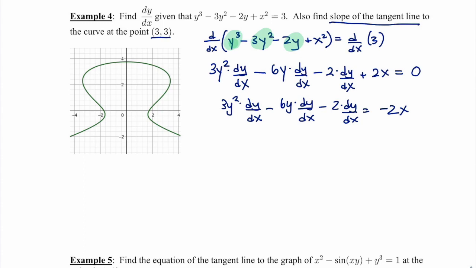And once I've done that, then I can factor out dy dx. So I will have 3y squared minus 6y minus 2 multiplied with dy dx. And on the other side, I still have my negative 2x. Then I want to get dy dx by itself, so I will divide by 3y squared minus 6y minus 2.